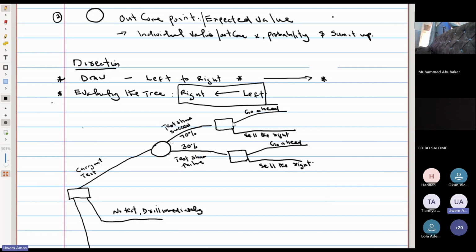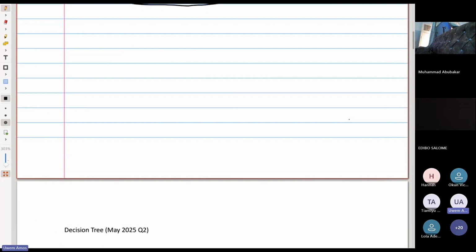Rather, the only line where it is going ahead with the test when it shows success is on this line. And if it's on that line, we expect two outcomes. We expect the final project to be successful with a probability of 80%, but we expect it to be a failure with a probability of 20%. So what are we saying in essence? Just follow through where that outcome is expected.